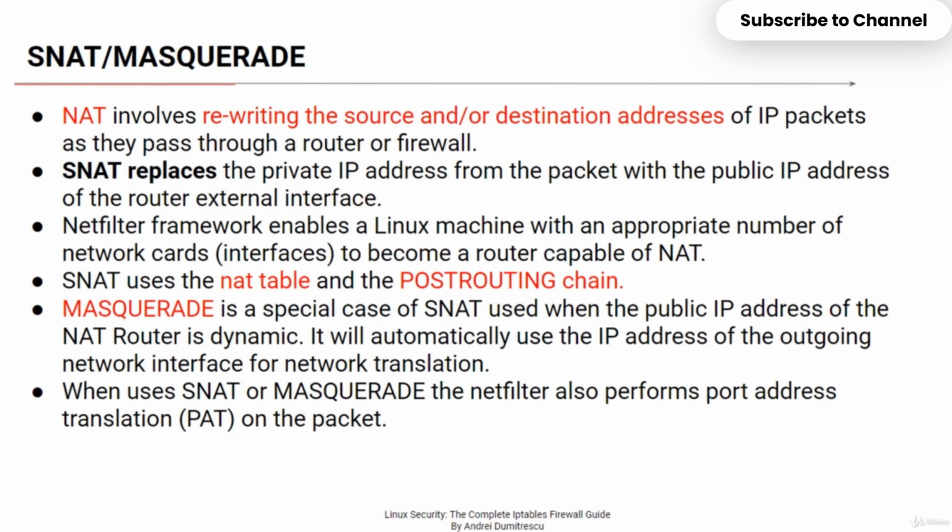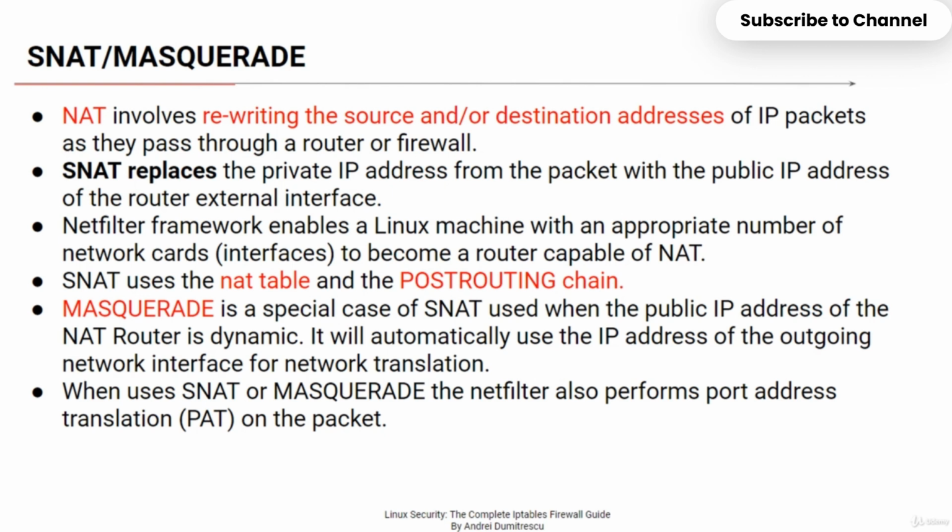In this section, we'll dive deeper into NAT or masquerade. What is NAT? NAT comes from network address translation and is the process of rewriting the source or the destination IP addresses of the packets as they pass through a router or firewall. Simply put, NAT enables private IP hosts to connect to the internet.